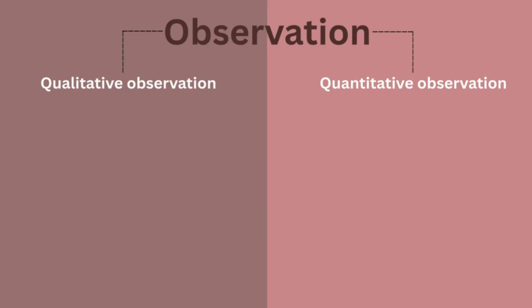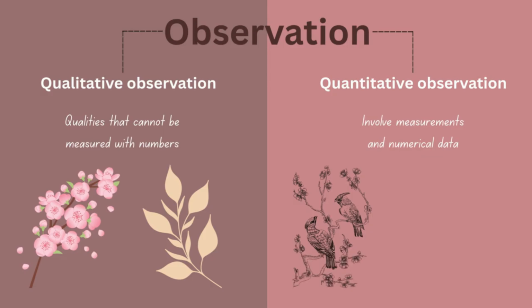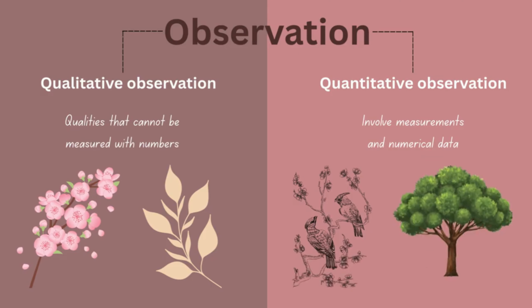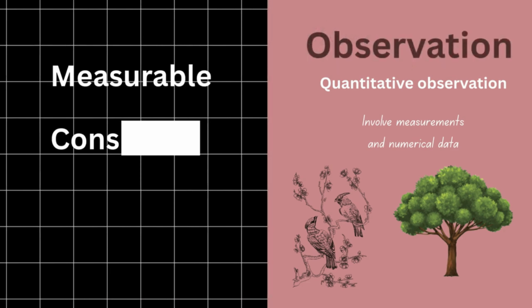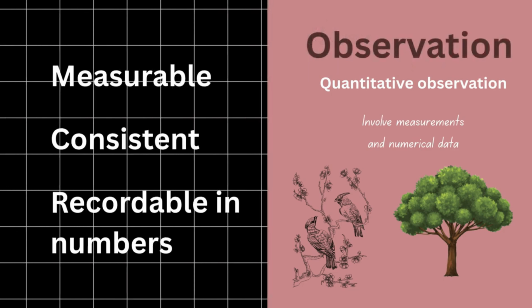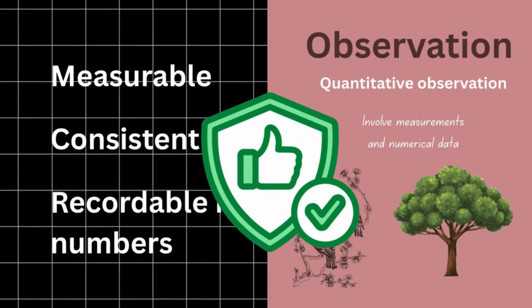Qualitative observations describe qualities that cannot be measured with numbers, such as the color of a flower or the texture of a leaf. Quantitative observations involve measurements and numerical data, such as counting the number of birds in a tree or measuring the height of a plant. Because quantitative observations are measurable, consistent, and recordable in numbers, they are considered more accurate and reliable for scientific investigations.